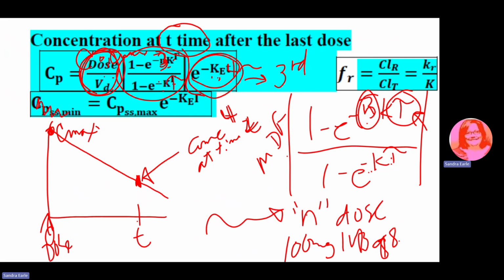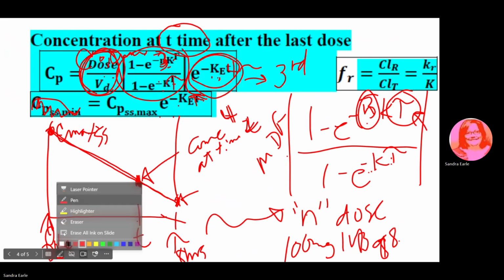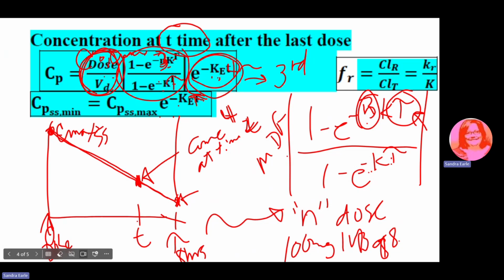So now if we quickly look at this, CPSS max. Let's say we're at steady state here, and this goes to tau. So if this goes all the way not to time t, but to tau, in this case 8 hours later, that's going to be our min, isn't it? Because we're going to give another dose here. So if this is CPSS max, and if we decay it for tau, this is going to be CPSS min, which you can see is what we had there. CPSS min. You didn't need that equation, did you?